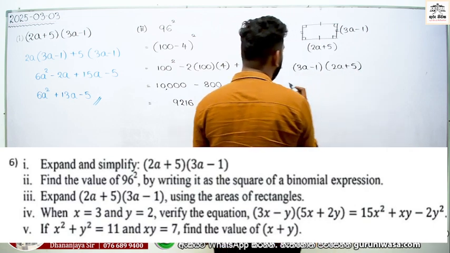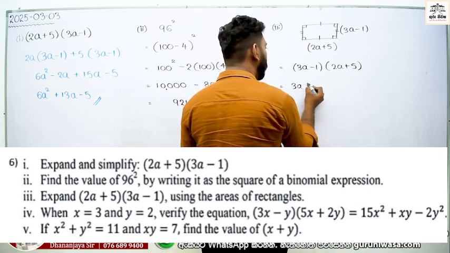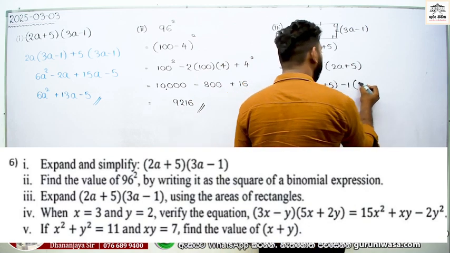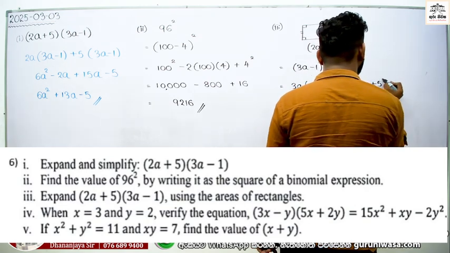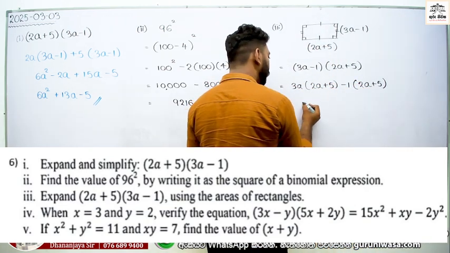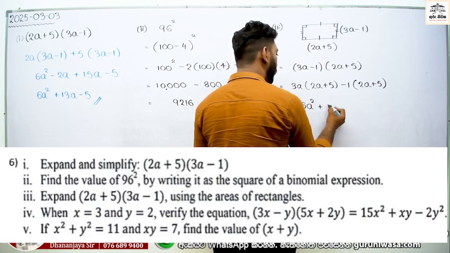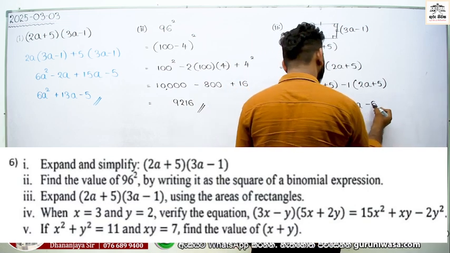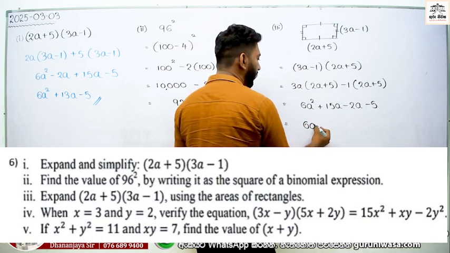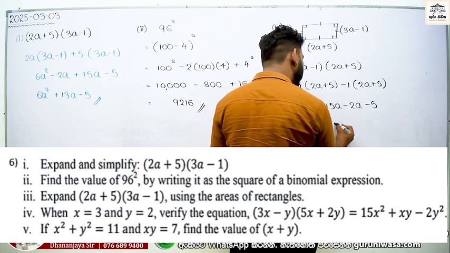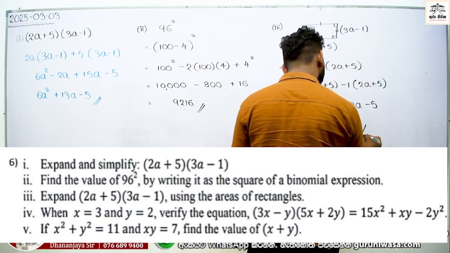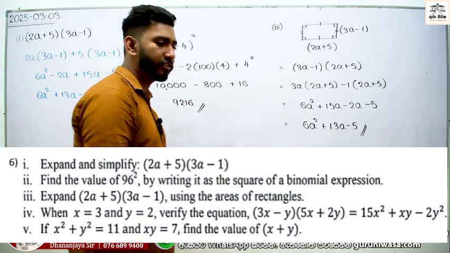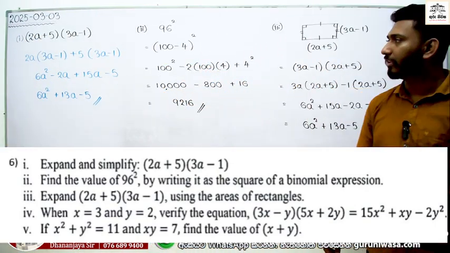It does not matter if we swap these two. 3a times 2a plus 5, minus 1 times 2a plus 5. Therefore 3 times 2 is 6a squared, plus 15a, minus 2a and minus 5. Now we can simplify the like terms: plus 13a minus 5. This is the answer. This is the area of the rectangle portion. This is the answer for the third one.